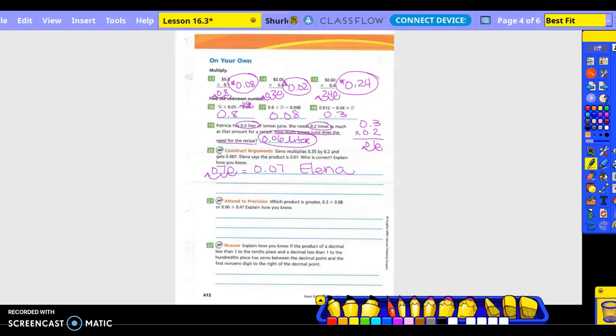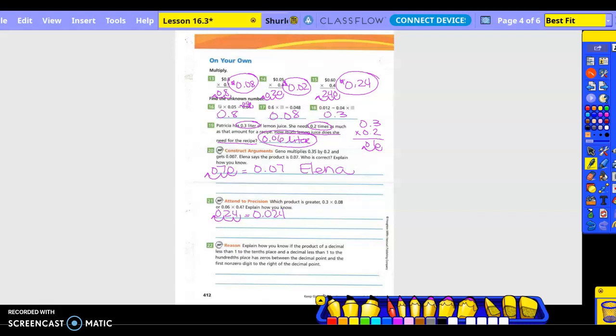Attention to precision. Which product is greater? 3 tenths times 800 or 6 hundredths times 40 tenths? So what is 8 times 3? 24. How many place values? 1, 2, 3. So this equals 24 thousandths, right?